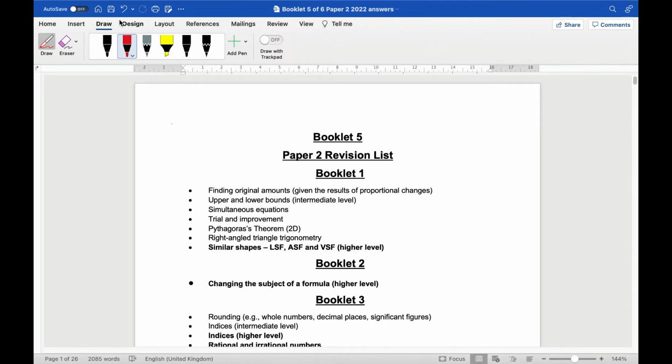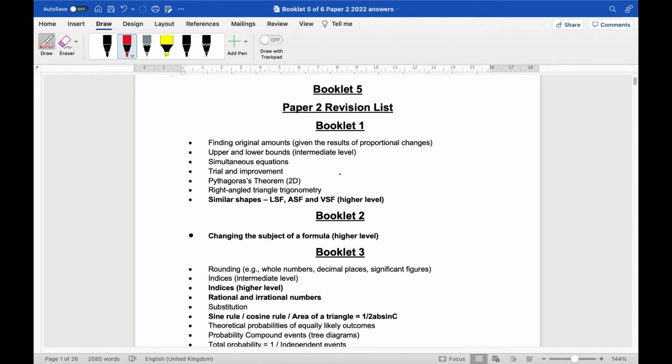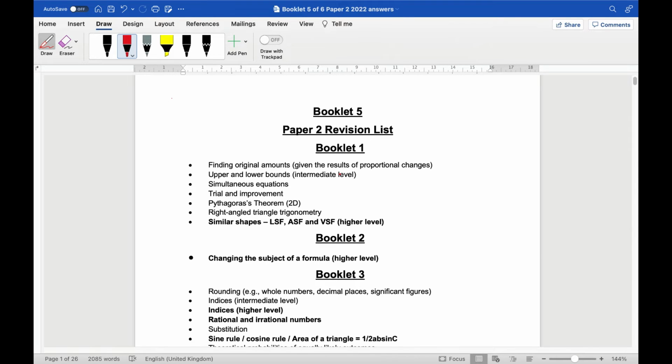Right, hello there, and welcome to booklet 5, our final paper 2 specific booklet. At the front of booklet 5, or week 5 as we started calling them, weeks have become booklets, you can see exactly what you need to know for booklet 5.